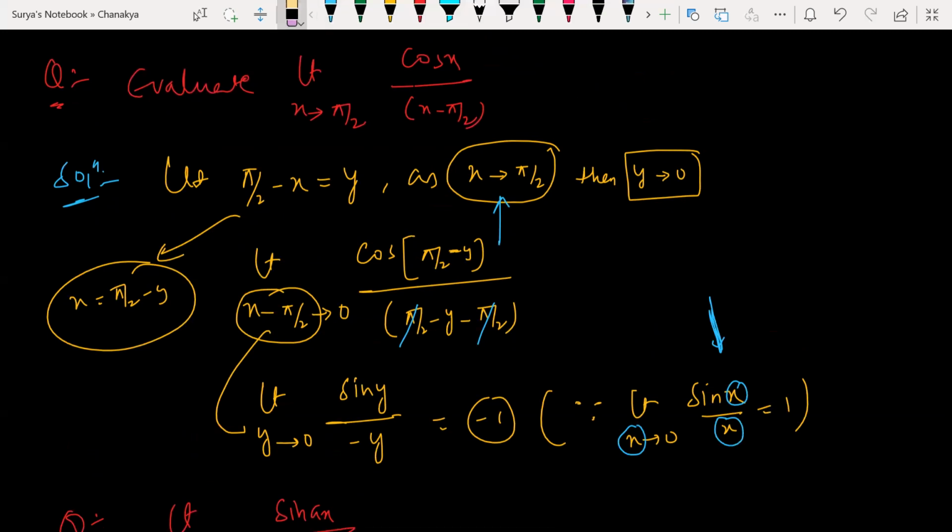So you have to make sure that the entire function is in the same variable, y or x. Do you understand? Getting my point, people? Yes, sir.